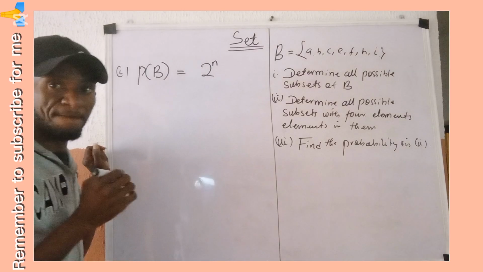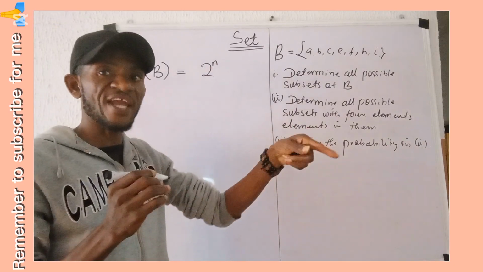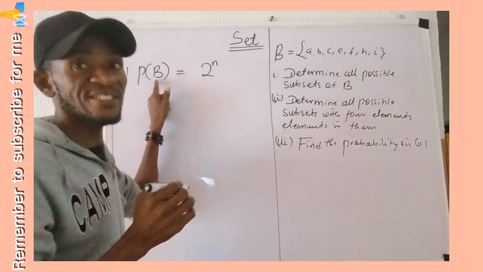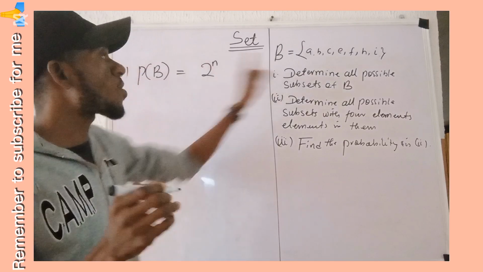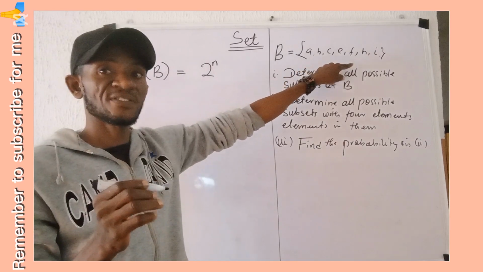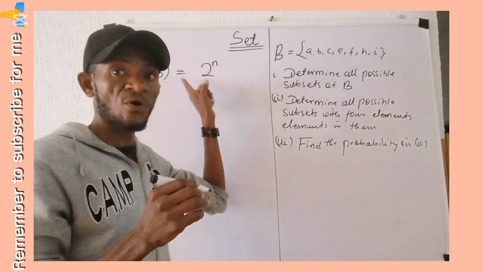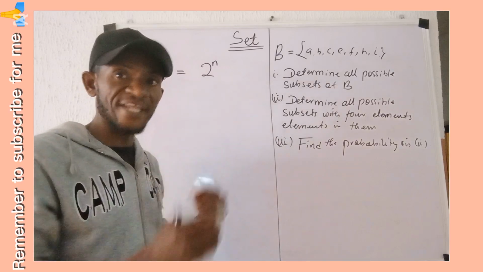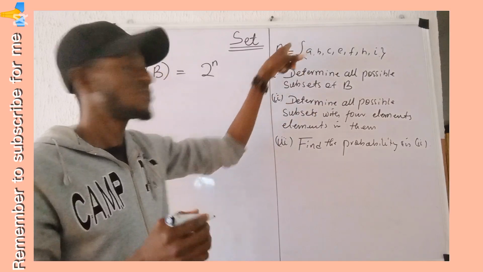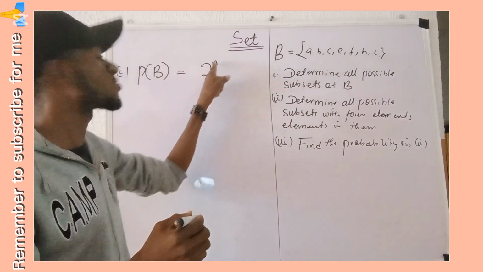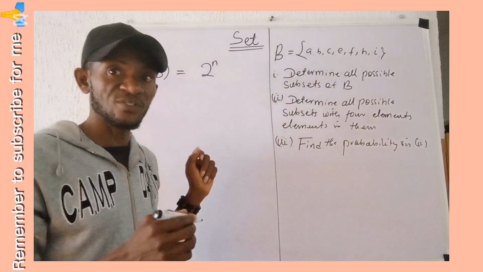N. And this N is talking about the number of elements that are contained in this set B. So what we do is to go and count the number of elements that are contained in this set B to enable us solve this problem. So anytime you want to determine the possible subsets of any set, use that formula 2 raised to power n, where n is the number of elements in that set given to you.